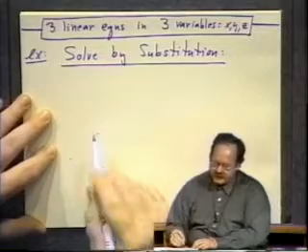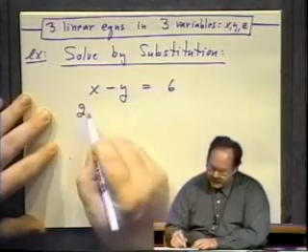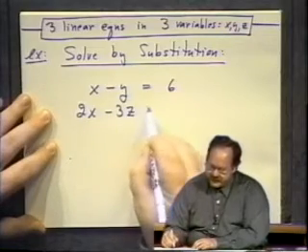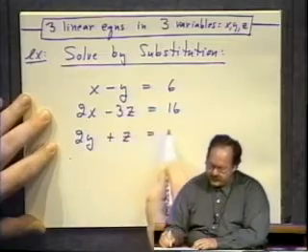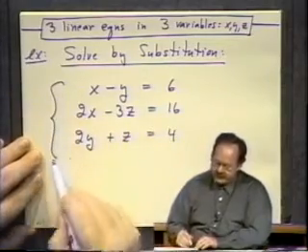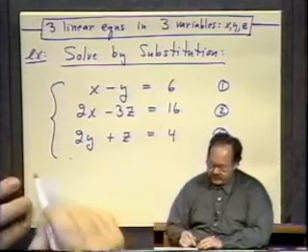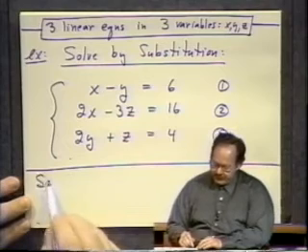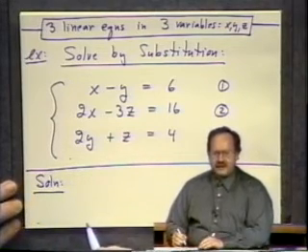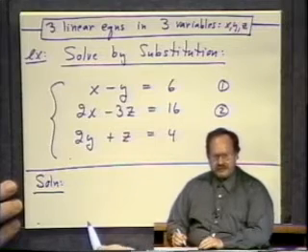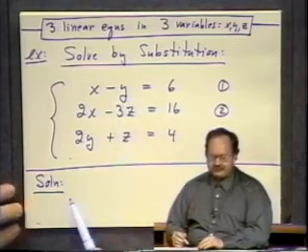this particular system. x minus y equals 6. 2x minus 3z equals 16. 2y plus z equals 4. And I write the system on the left, the indicator, the brackets, and then 1, 2, 3, I label the equations on the right. Now I hope the very first thing that you noticed is that the variables aren't lined up the way they're supposed to be. See, there's x's and y's mixed up here and y's and z's mixed up here.